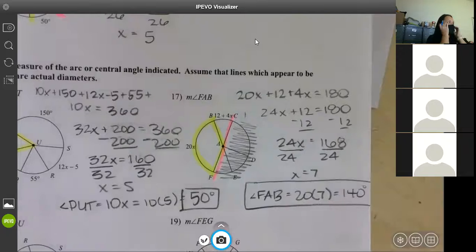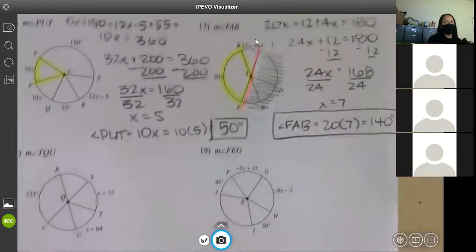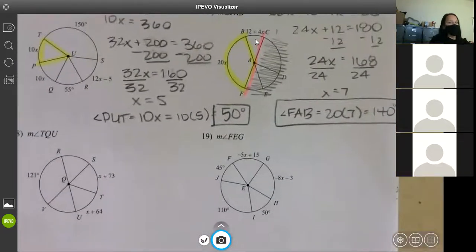All right, 3 more. 3 more and we're done. All right, again, what do you see on 18?